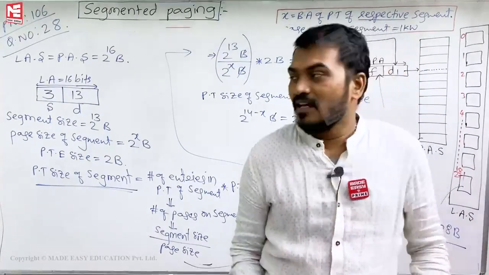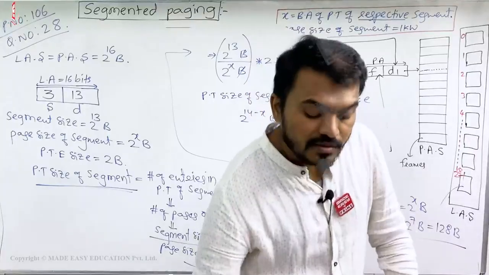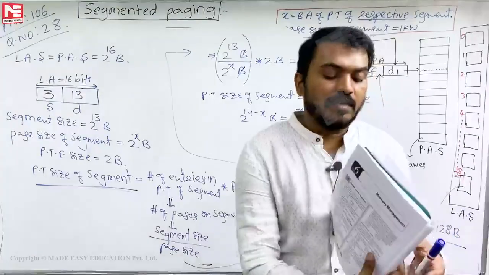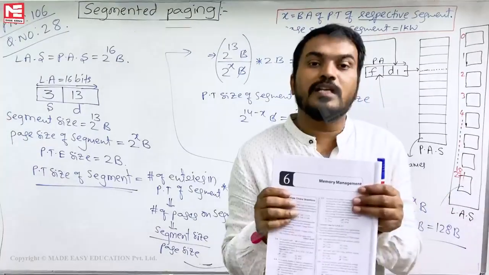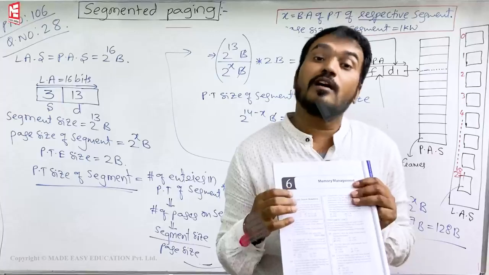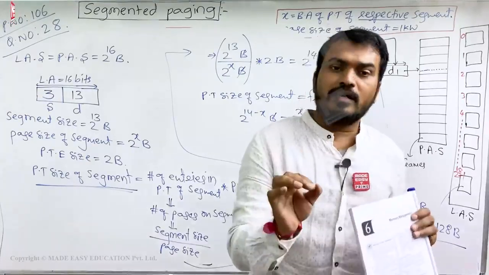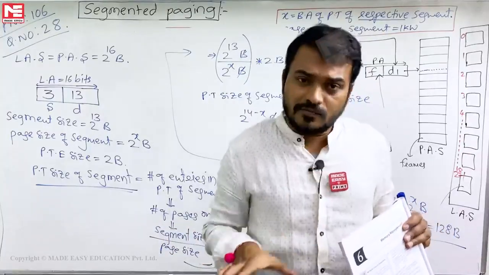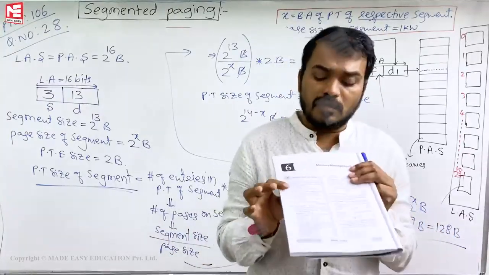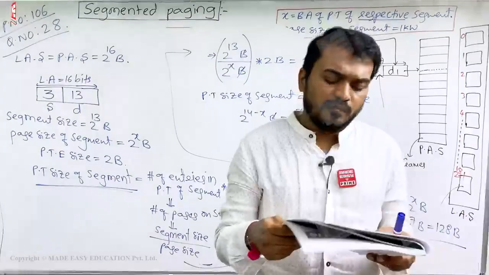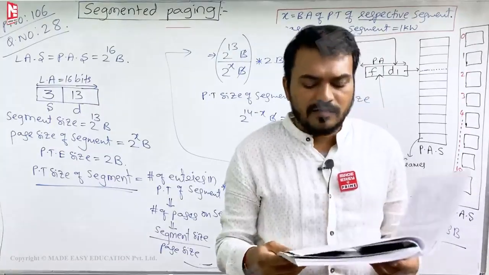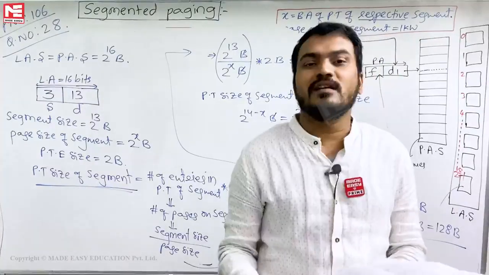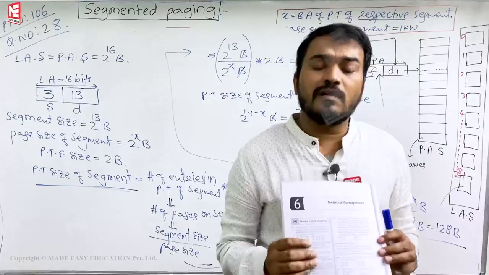Is that clear? Now you need to solve all the problems of the workbook from chapter 6, memory management. Please read the notes carefully, follow the notes, understand that, and then solve the workbook. I think around 40-45 questions are there. It will take maximum 1.5 to 2 hours, not more than 2 hours to solve this entire workbook.